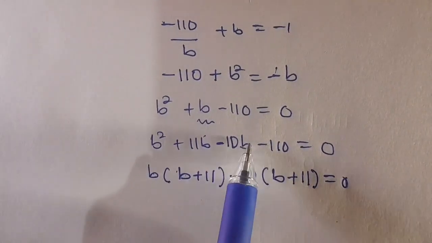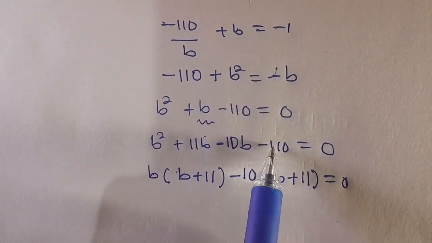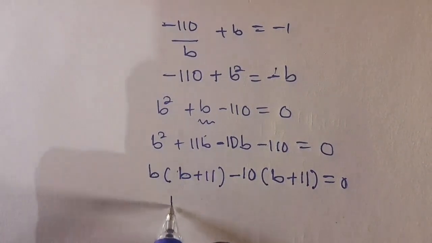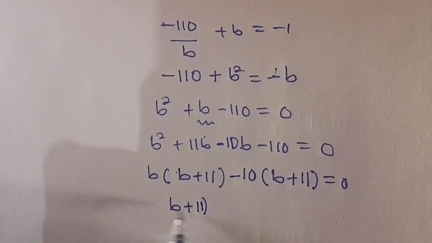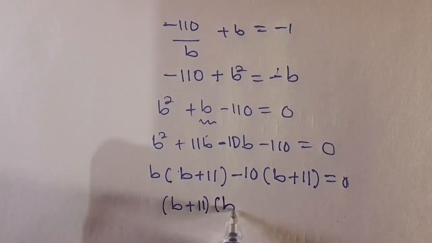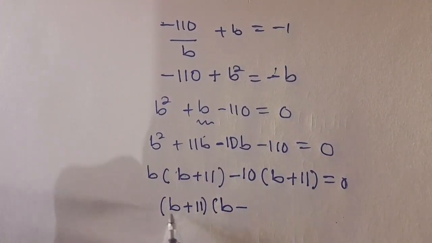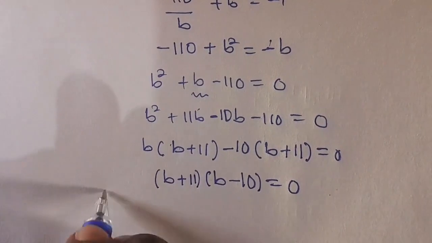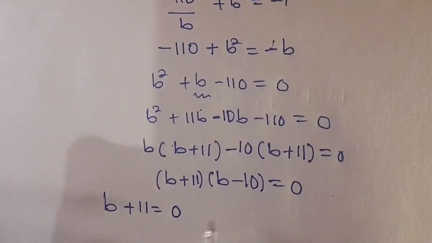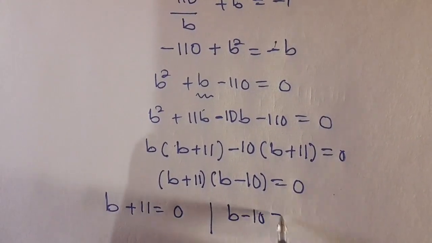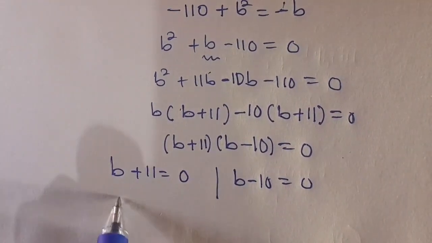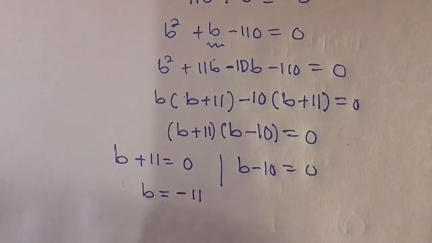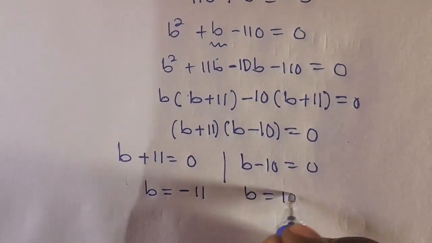When you say minus 10b divided by minus 10 will give us b, minus 110 divided by minus 10 will give us plus 11. So what is common here is also b plus 11. We can factor it out to be b plus 11. And the whole of this divided by this, we have it to be b. Then minus the whole of this divided by this, we have it to be minus 10. Then we have everything equal to 0. So from here it is obvious that we have our b plus 11 equals 0, or we have b minus 10 equals 0. So now from here, when b plus 11 equals 0, we have our b simply equals minus 11. And from here we have our b equals 10.